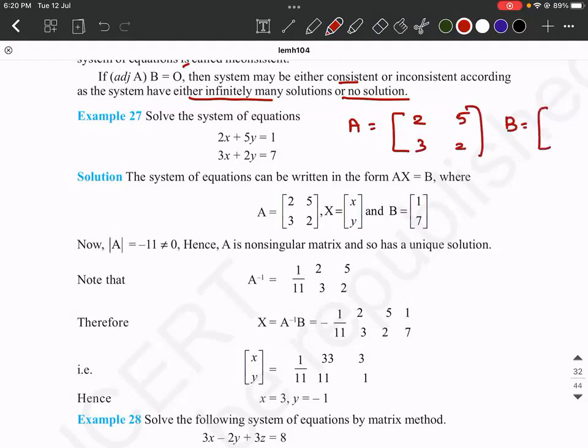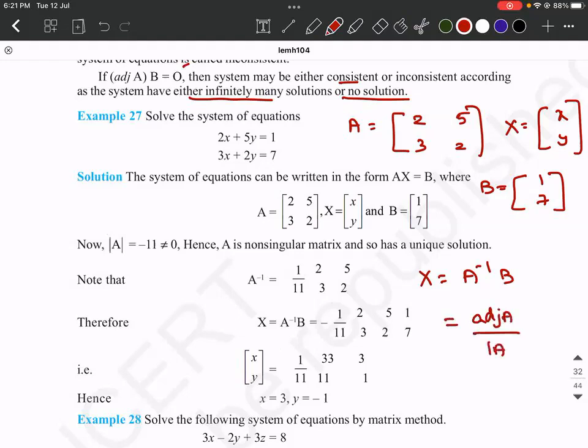Then you say A is 2, 5, 3, 2. Capital X is x, y. Then what is B? 1, 7. Then what will be the value of X? I can directly use A inverse of B. What is A inverse? Adjoint of A divided by the determinant of A, into B. First check whether the determinant is 0 or not. The determinant is 4 minus 15, non-zero. Now we can proceed with the adjoint method and find it.